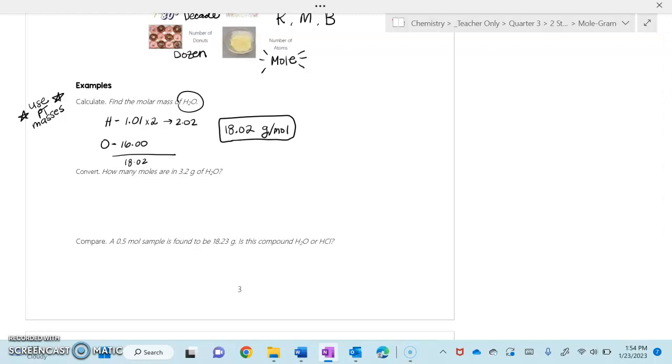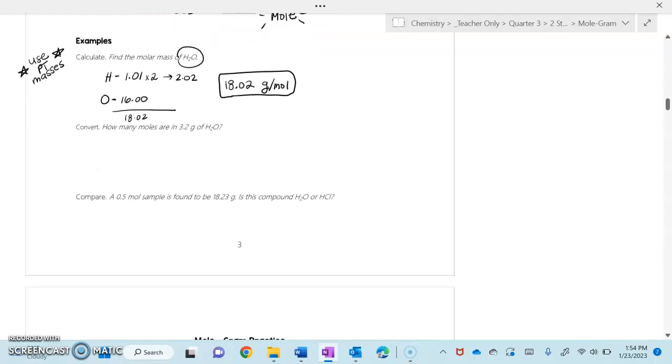There's my calculation, and you can do that for any compound: you add up the sum of all the masses, and that's how much is in 1 mole. Now let's convert. We're going to use now the molar mass that we just found of water to convert 3.2 grams into moles. So if 18.02 grams is 1 mole of water, 3.2 should be like a sixth of a mole of water, right? If you think about the math there. Let's set up a conversion, see if we're correct.